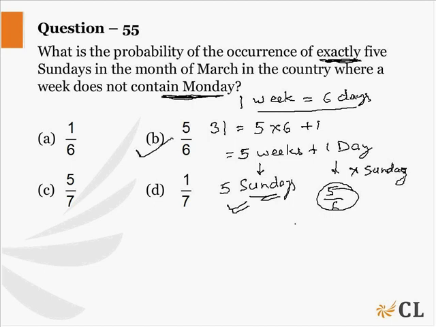Exactly 5 Sundays, right? If the question asked at least 5 Sundays, what should be the answer? Can anybody else tell me? Manish, what I am saying is, this country does not contain Monday, that means one week contains 6 days, right? March has 31 days.